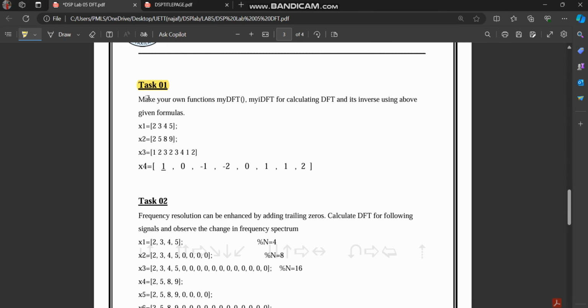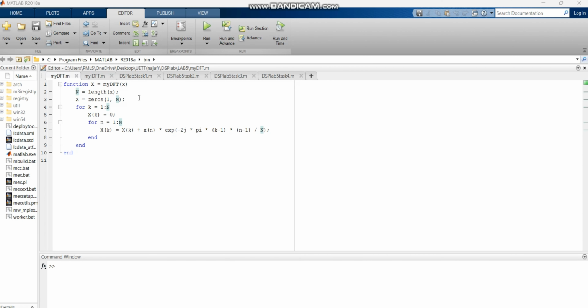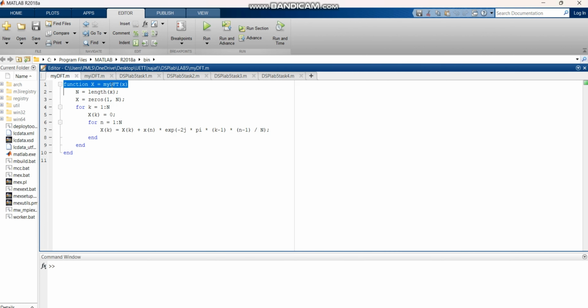Task number 1. Make your own functions myDFT, myIDFT for calculating discrete Fourier transform and its inverse using the above given formulas. We have been given 4 signals x1, x2, x3 and x4. Here we make the function myDFT, and myDFT takes an input vector x and returns the discrete Fourier transform of x denoted by capital X.